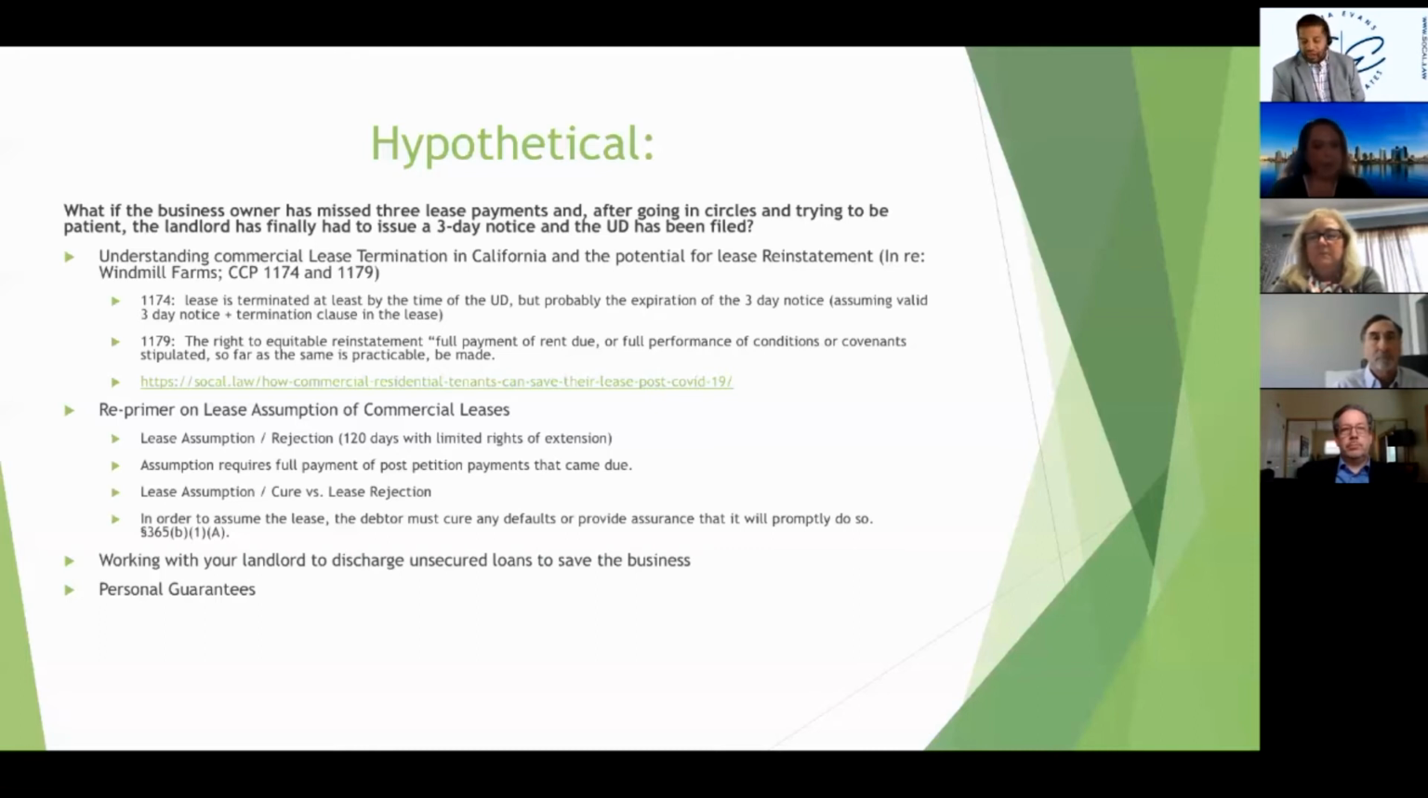And so 1179 says, effectively, lease termination doesn't happen upon a judgment for possession. It doesn't happen upon the sheriff knocking on the door. Lease termination occurs upon at least, and Windmill Farms is the seminal case for bankruptcy on this, it happens at least at the time of the expiration either of the 3-day notice or at least by the time the UD is filed.